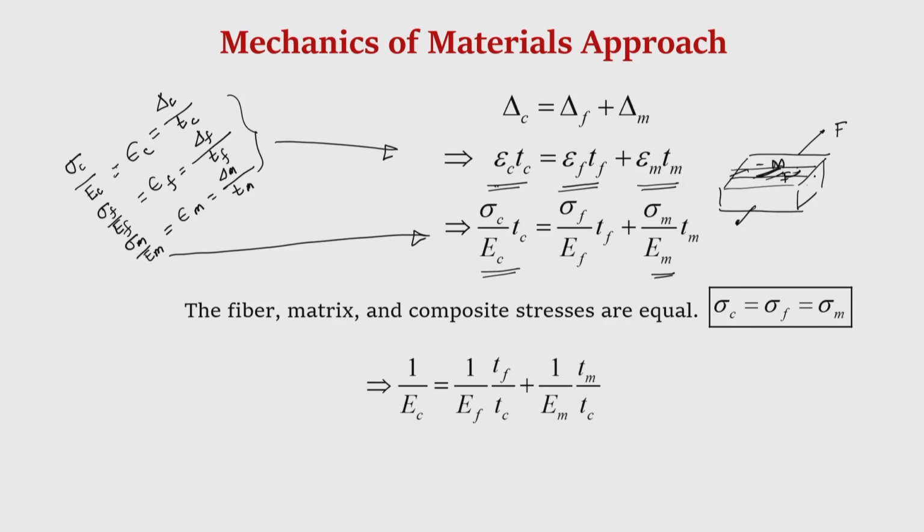What is the stress along direction 2? Whether you consider matrix or you consider this or you consider this, the area resisting this force is same. Therefore, stress in the matrix, stress in the fiber and the stress in the composite is same. Therefore, sigma c is equal to sigma f is equal to sigma m.